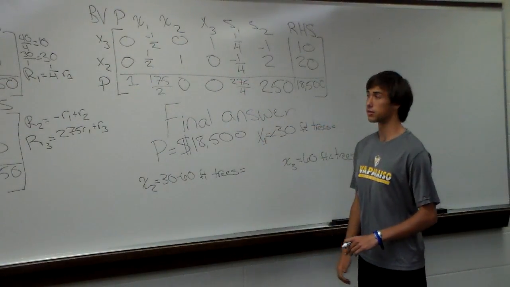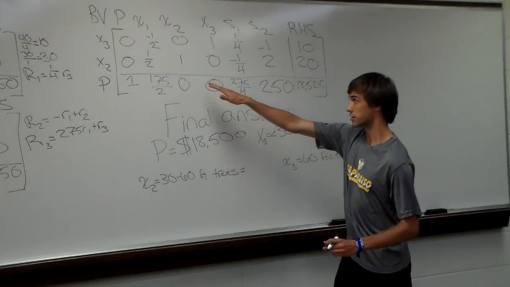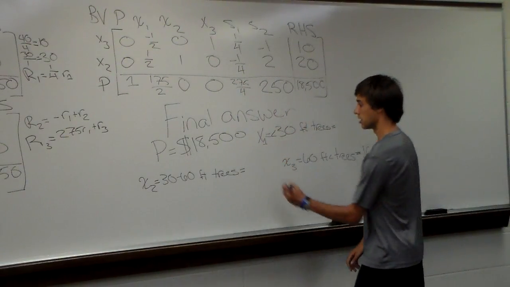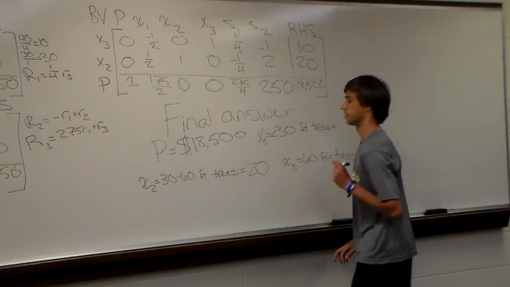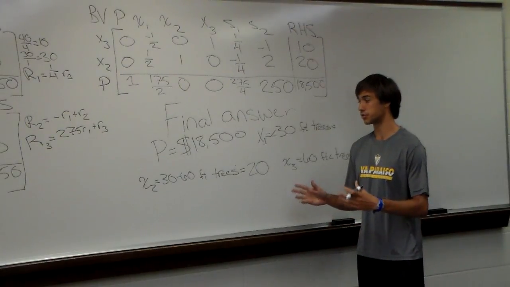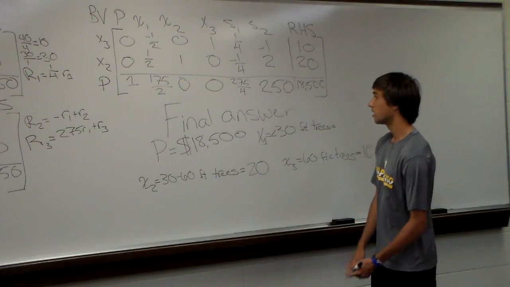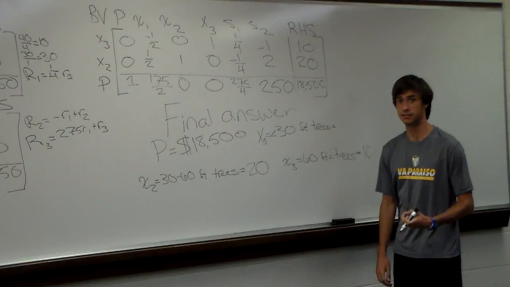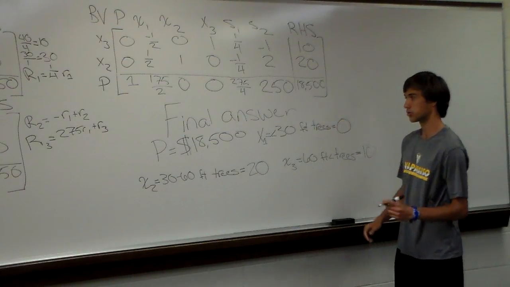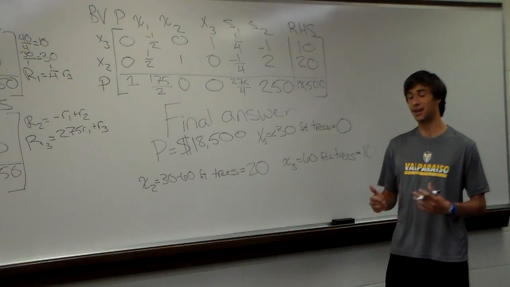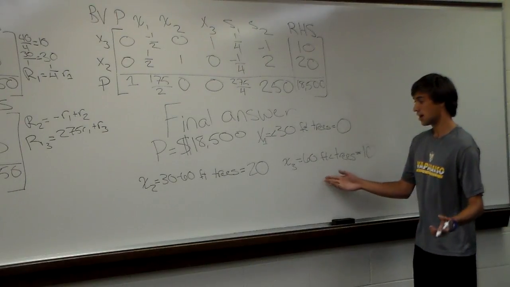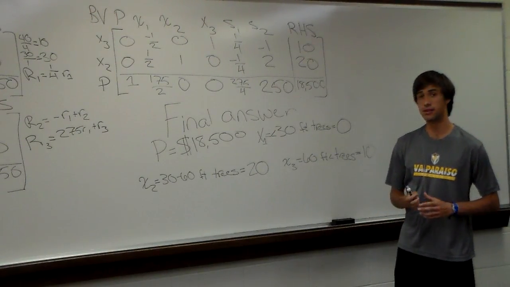x2 we're going to read from the second row, and since this is the basic variable in row 2, we look over here, and that tells us there should be 20. So she should service 20 of the 30-foot trees. And finally, since x1 is not a basic variable anywhere, the answer for that is going to be 0. So she should not service any of those trees to maximize her profit. And so that's our final answer in this problem.